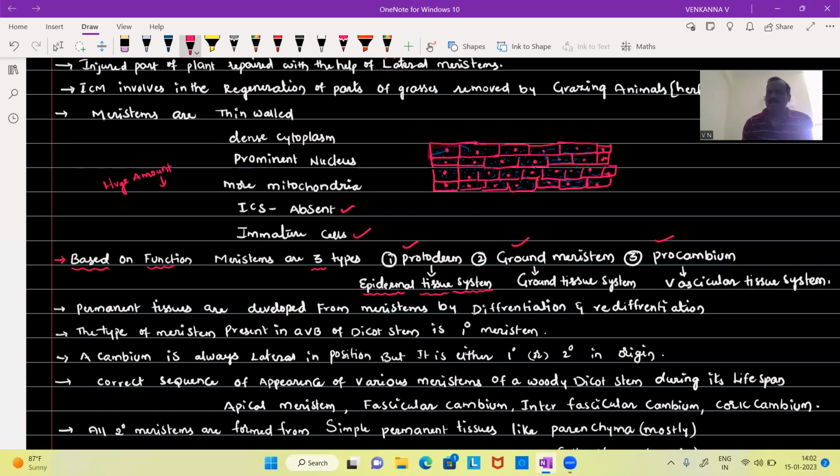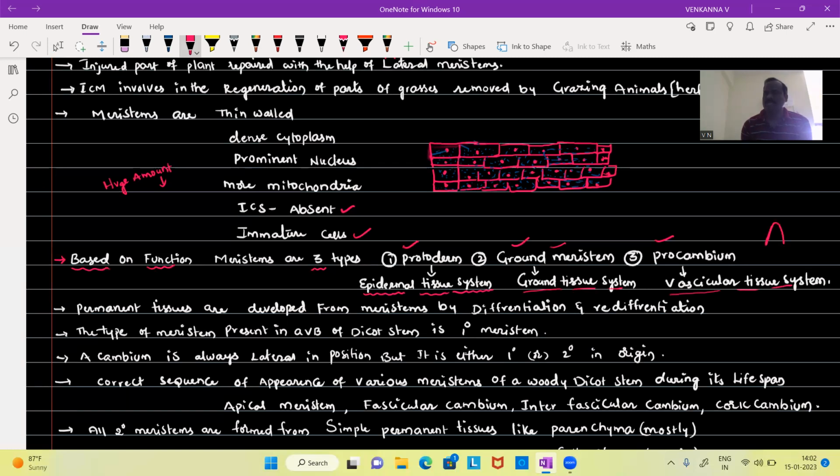And the second region in shoot apex and root apex is the ground meristem. It is involved in the formation of the ground tissue system. Procambium is involved in the formation of the vascular tissue system. So vascular tissues are developed from procambium, ground tissues are developed from ground meristem, and dermal tissues are developed from protoderm. These three are the regions in shoot apex and root apex.